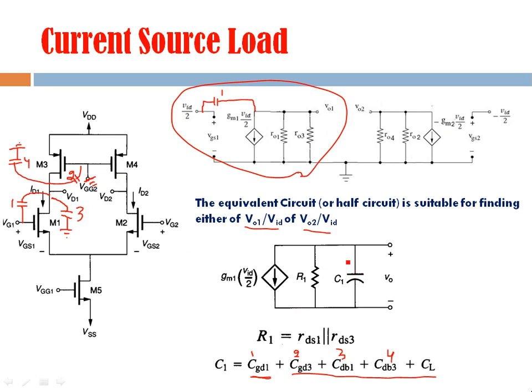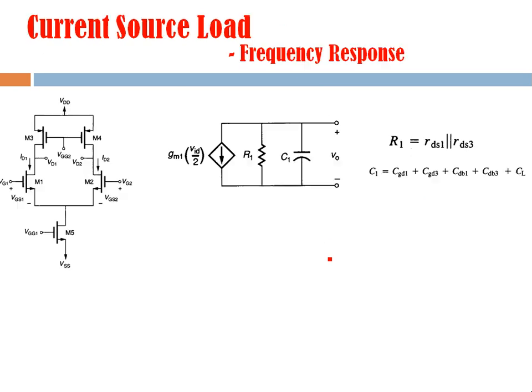So now we understand the AC equivalent circuit, or high frequency equivalent circuit, of a differential amplifier with current source load. Now we will use this equivalent circuit to find out the voltage gain as a function of frequency. All these things are repeated here. This is the high frequency equivalent circuit, and this R1 is given by this parallel combination, and C1 is the sum of these different capacitive components. So now we have to find out the voltage gain here.